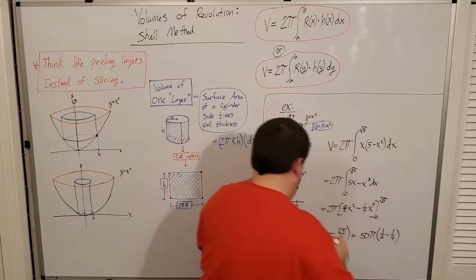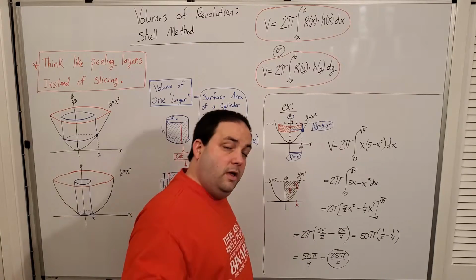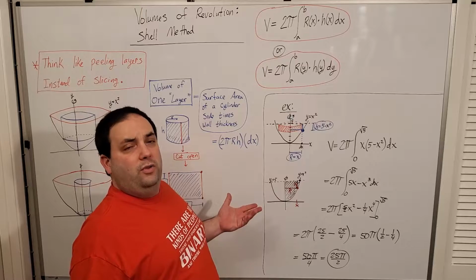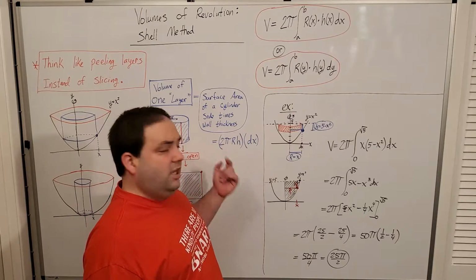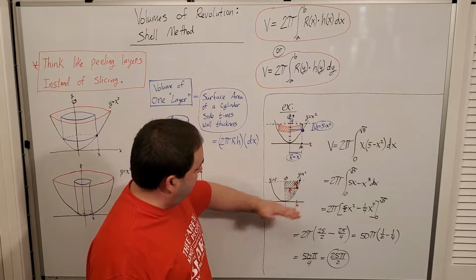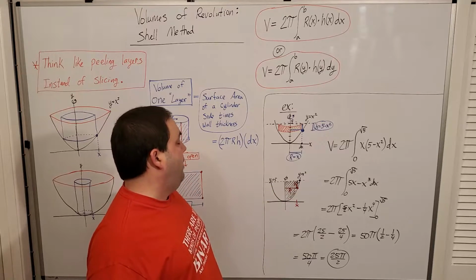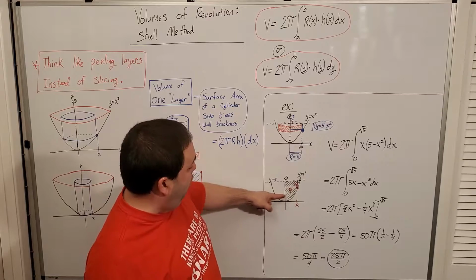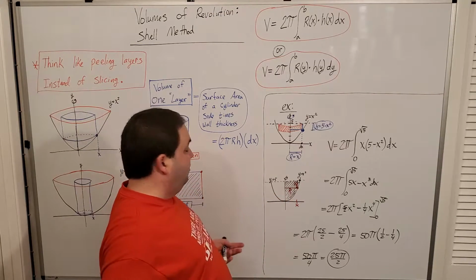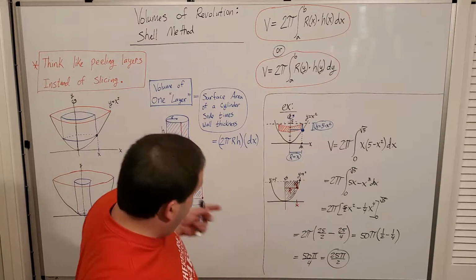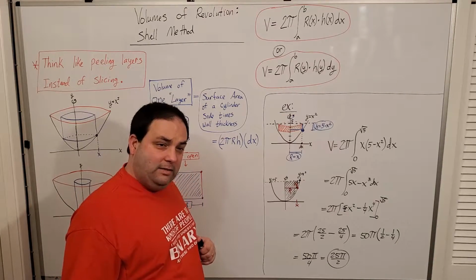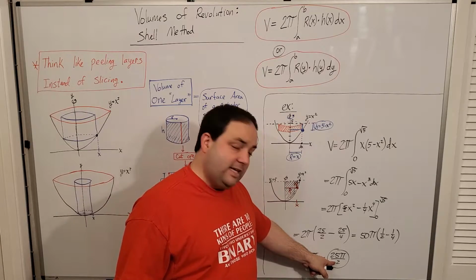Okay? Now, I know that you're probably thinking, wait a minute, we already talked about how to do these kinds of volumes. I could have just done this with disks, right? I could have sliced this way, and I could have done pi times the x squared times dy. We could have just done that. Certainly, yes, you certainly could, and the integral that you get would give you this exact same amount.